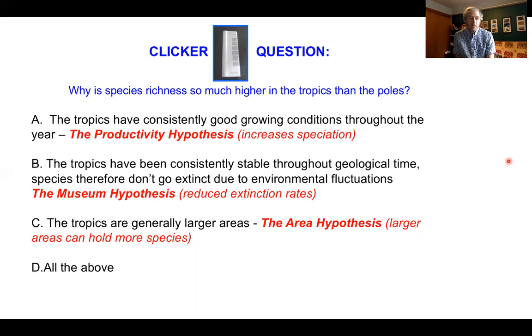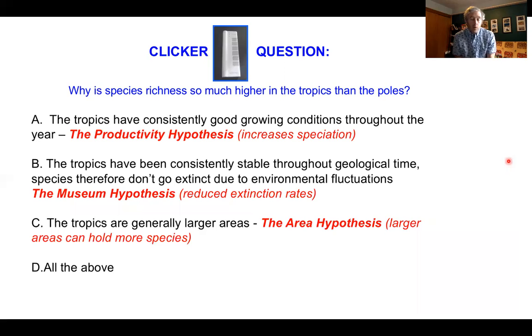That increased competition amongst species forces them to become specialized, and so as a result, they diverge into more numbers of species. The tropics have been consistently stable through geological time. The species therefore don't go extinct due to environmental fluctuations. We call this the museum hypothesis, and it leads to reduced extinction rates.